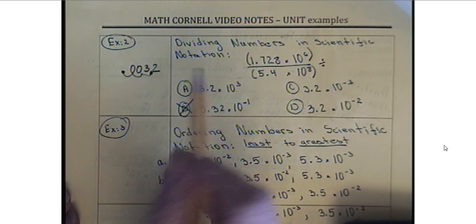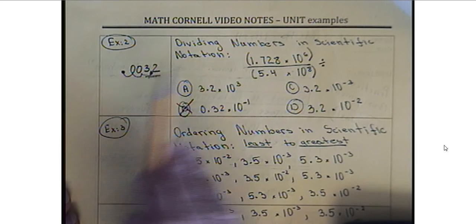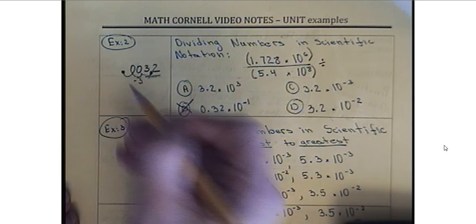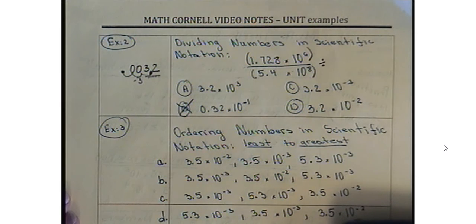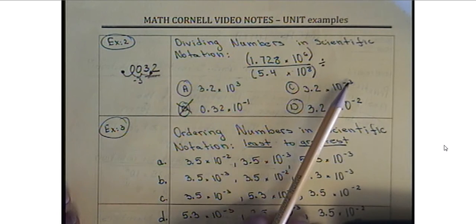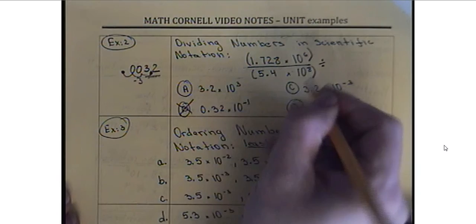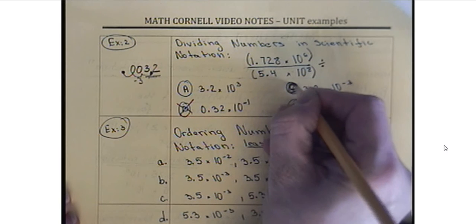Okay, so we're looking for the answer 3.2. We move the decimal 3 times. It's a small number, so it will be negative: 3.2 times 10 to the negative 3. So absolutely, answer C will be the right choice for this one.